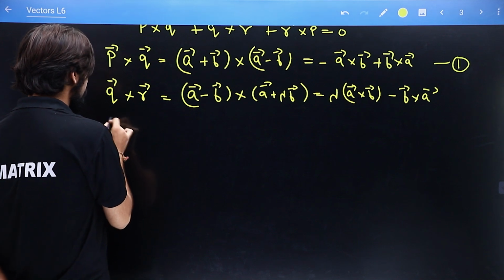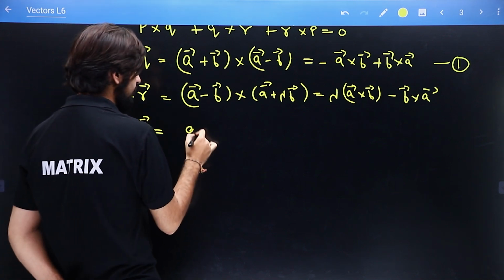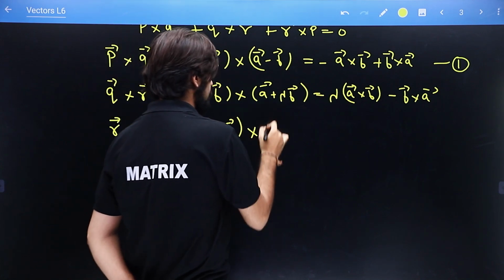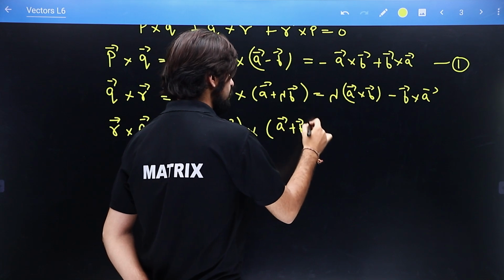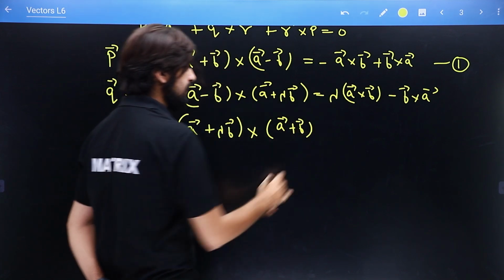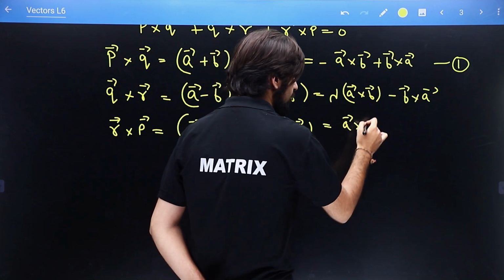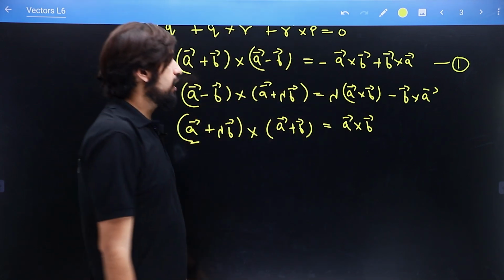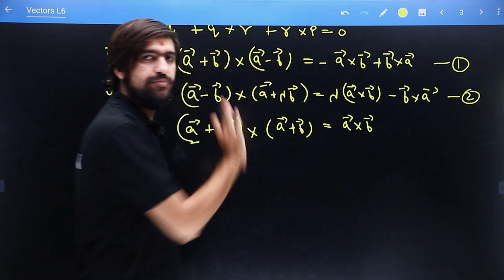Then R cross P. R cross P will be what? That will be vector A plus lambda times vector B cross, what was the P? Vector A plus vector B. So again, vector A cross vector A will be 0. Vector A cross vector B. So vector A cross vector B. I am not simplifying it yet. Okay. So I will be adding those. Then if needed, I will simplify it.